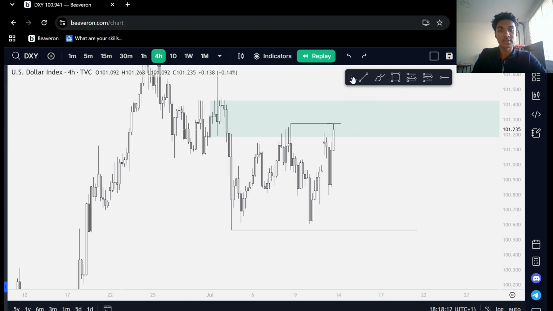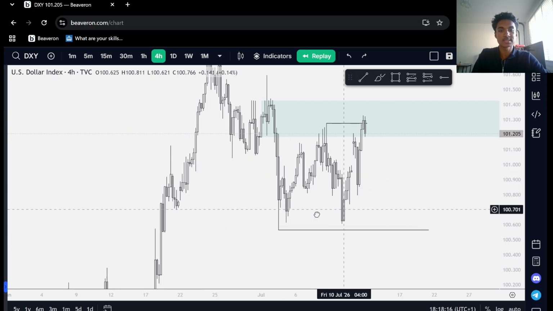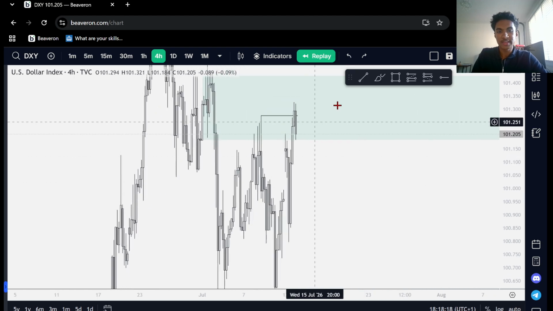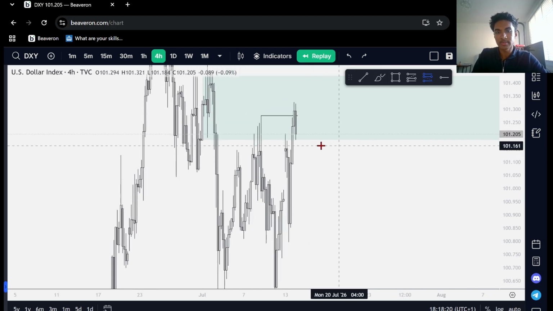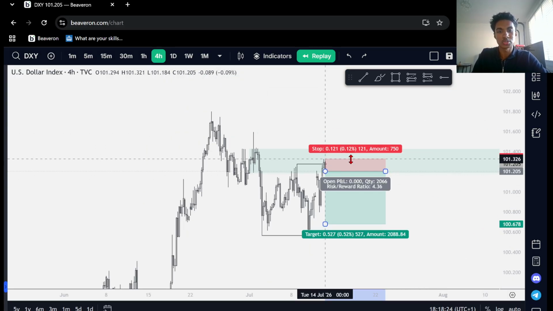So all I was waiting for is a sweep of that high. So that's all I did. Sweep of the high, and then it displaced. And over here, technically, it would be the high of the week, but the reason why I didn't take my trade from here is purely because the stop loss was too small, okay?